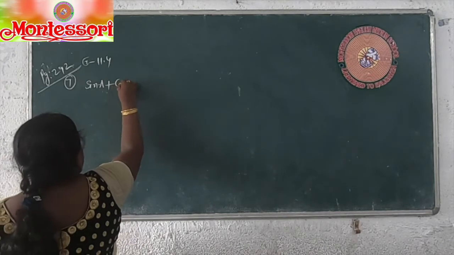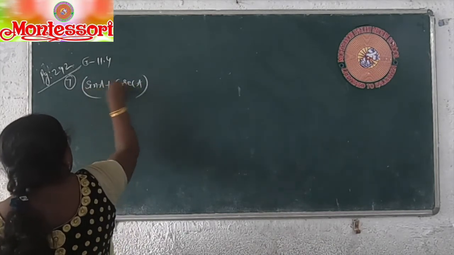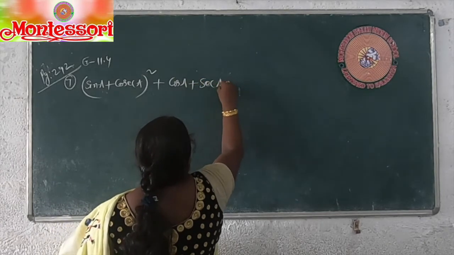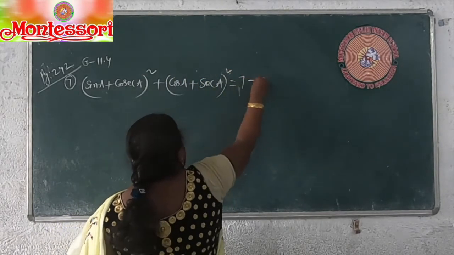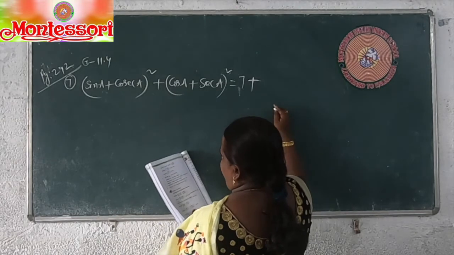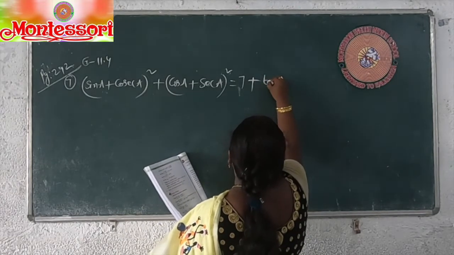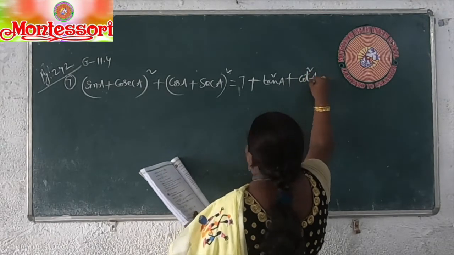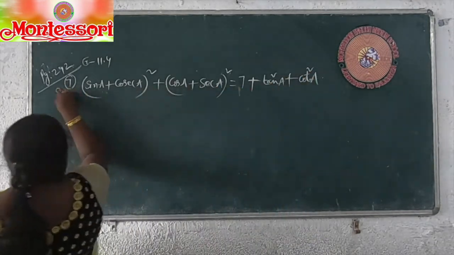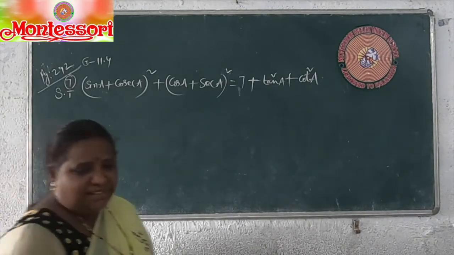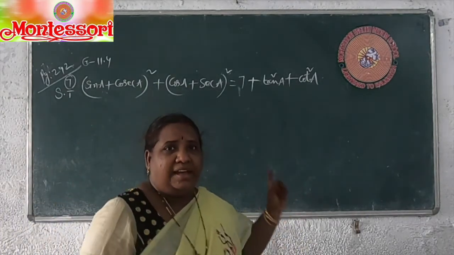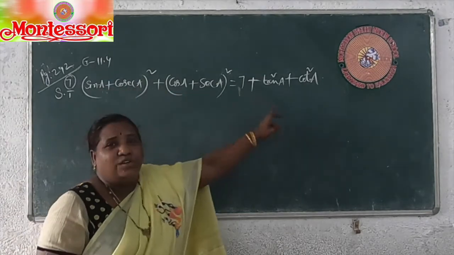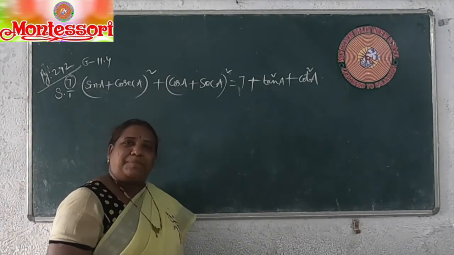(sin A plus cosec A) whole square plus (cos A plus sec A) whole square is equal to 7 plus tan square A plus cot square A. We have to show that. So what is the sum? Here we have to show that this LHS is equal to 7 plus tan square A plus cot square A.